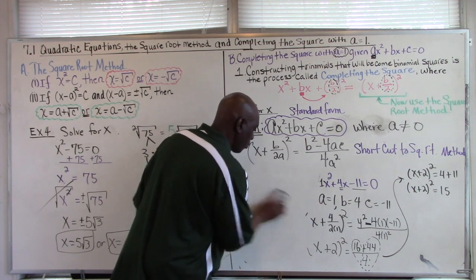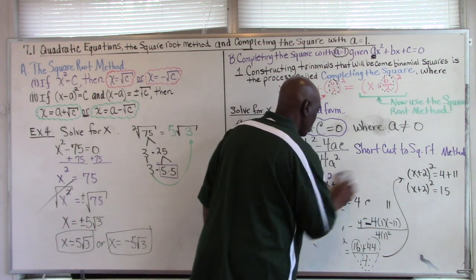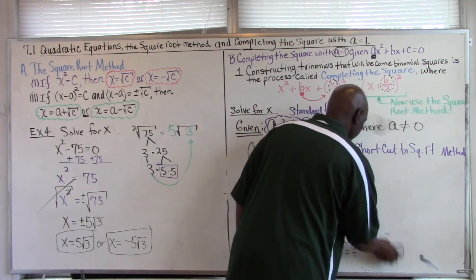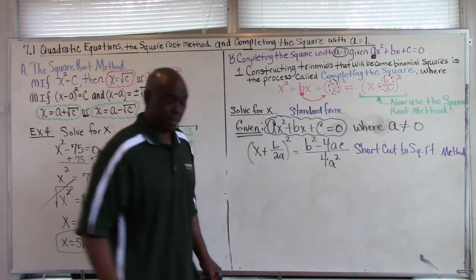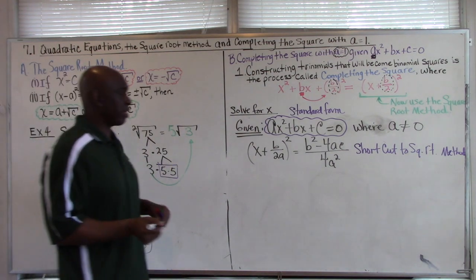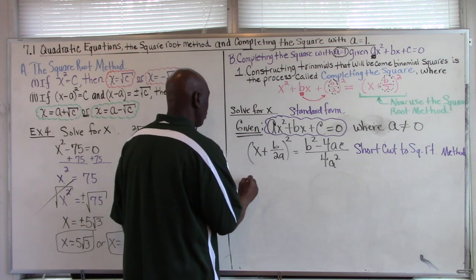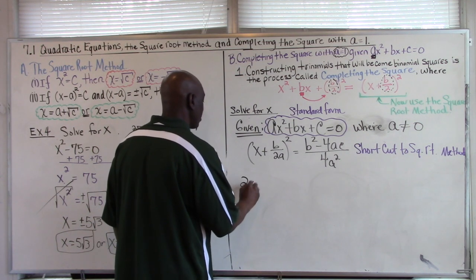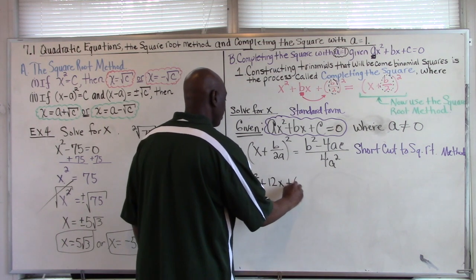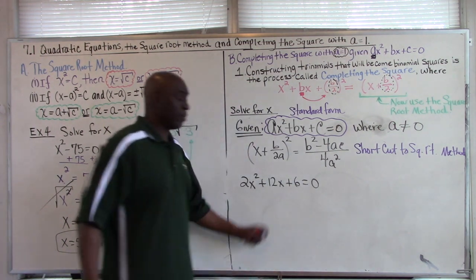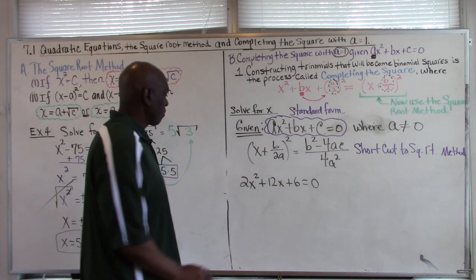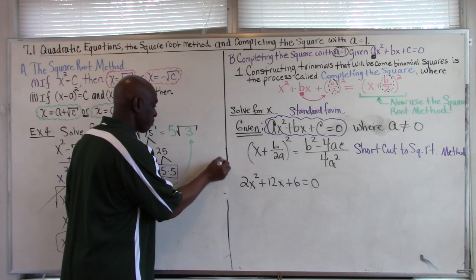Let's look at the other problem we did. And I'm going to use the same method. We looked at 2x squared plus 12x plus 6 equals 0. Remember we did that one? That was the second example. Okay? Notice this, if you will.